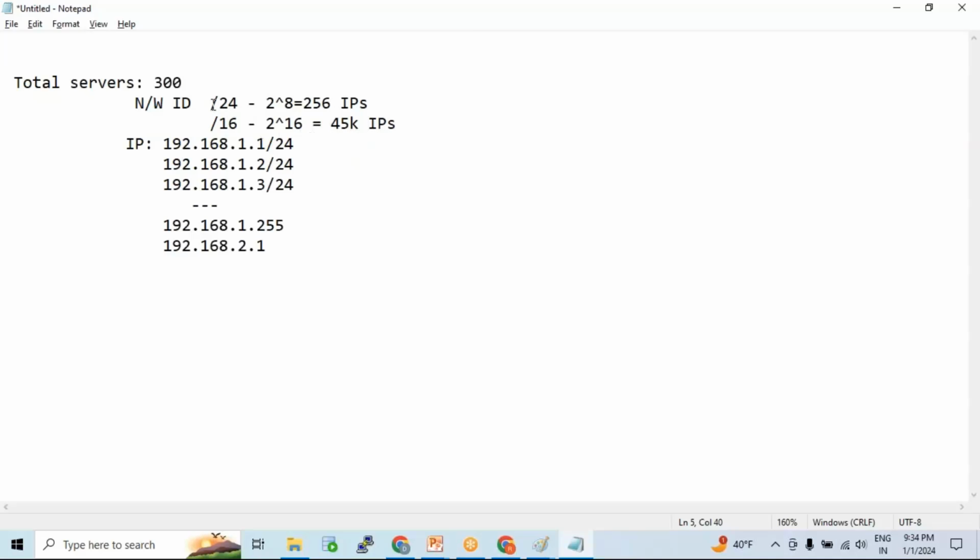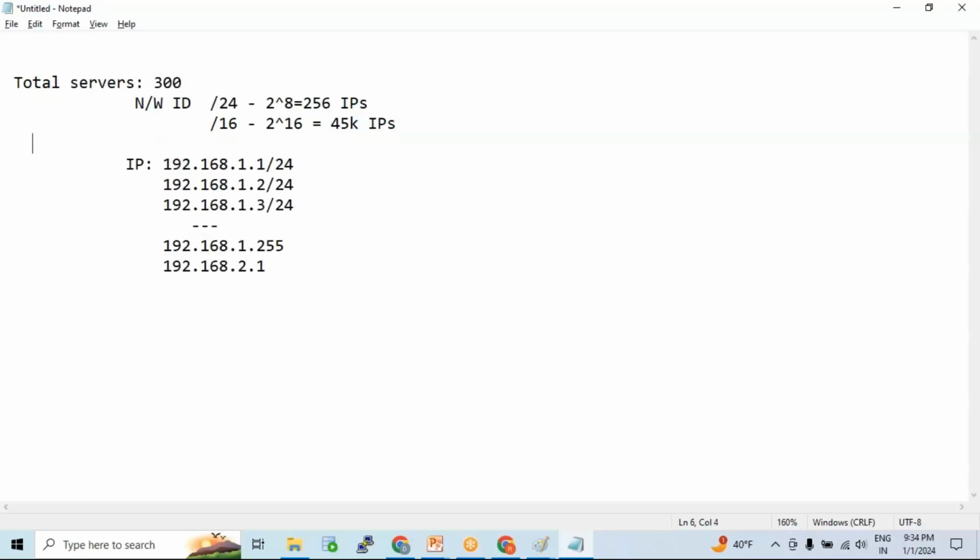So if you go with the /24, you will get 256 IPs. If you go with the /16, you will get about 65k unique IPs. So I can keep 65,000 IPs in a single network if I go with the /16 CIDR block. That's how it works, right?